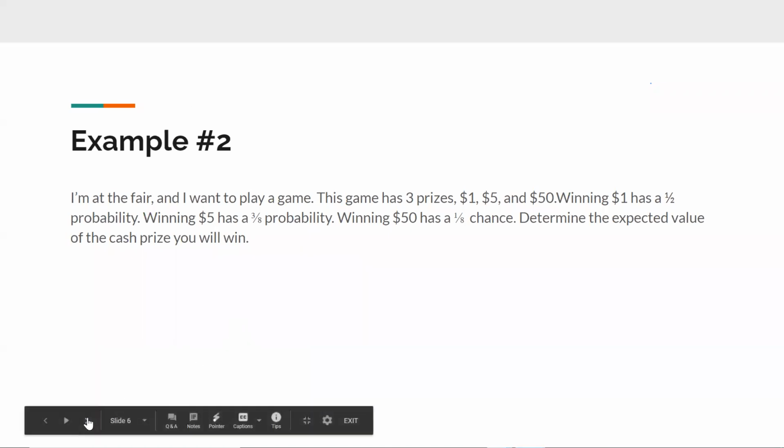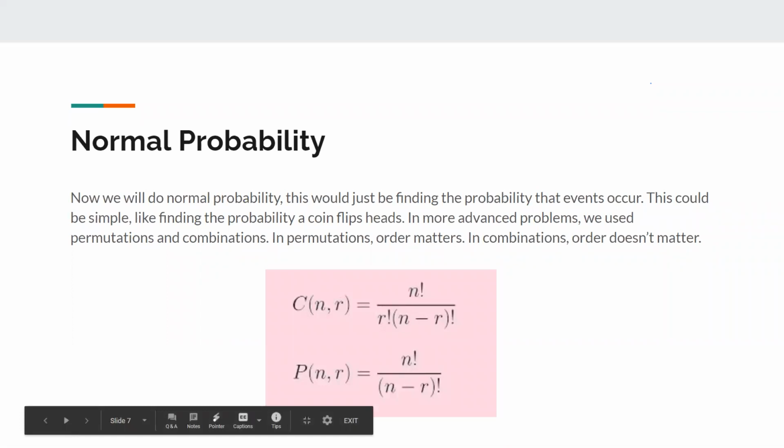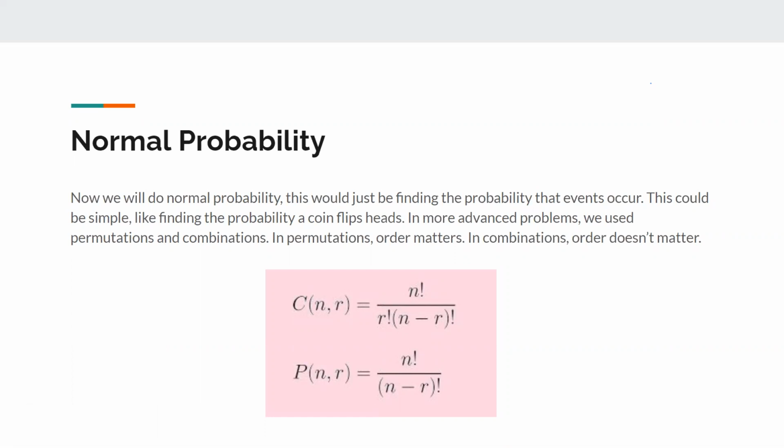So now that you know a little bit more about expected value, I think we can move on to normal probability. So now we're going to focus on problems that have normal probability, and this would just be finding the probability of events that already occur. This could be simple, like finding the probability of a coin flip, like if it lands heads, in which we know that's 1/2, obviously. In more advanced problems, we use permutations and combinations. In permutations, order matters, and in combinations, order doesn't matter. You might not understand that right now, but I'll help you understand that.